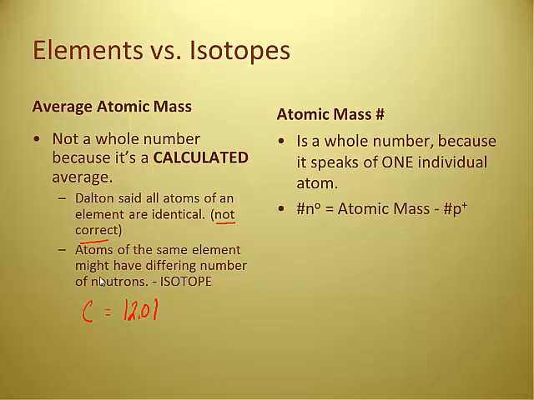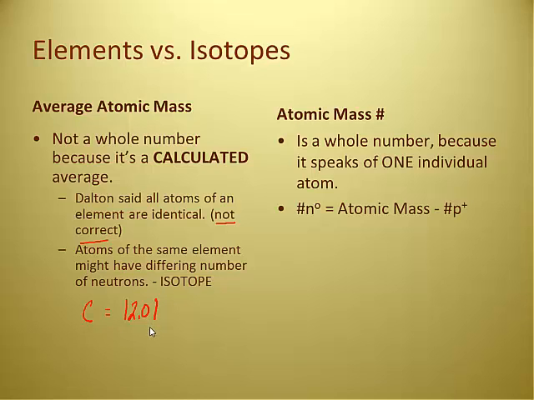That was one of the red ones. Remember there were two that were red? Yeah, right. The atoms of the same element might have differing numbers of neutrons. Those are called isotopes. And so when you look at the periodic table, you see carbon has 12.01.